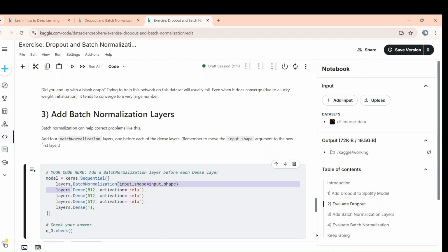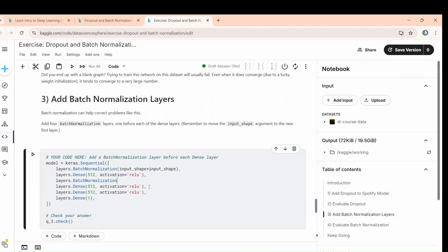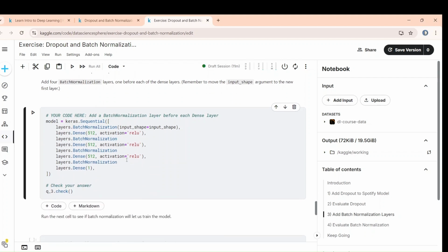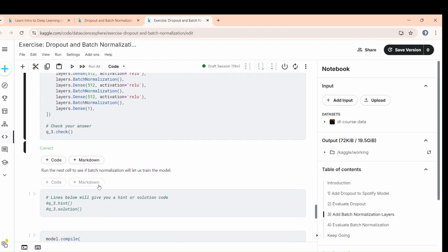Next, again, you have to put the batch normalization layer, give a comma, and after that, put it here and after every dense layer. So maybe there also. Okay, but sorry, you have to put the comma. This is a class, right? Now let's run it. See, correct. Okay, run the next cell to see if it will let us train the model.